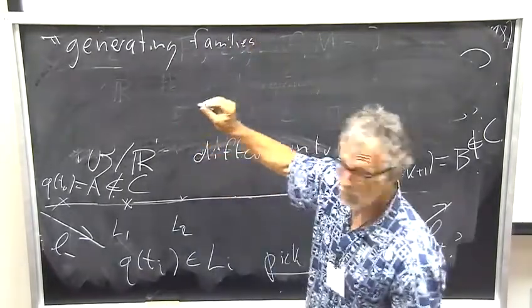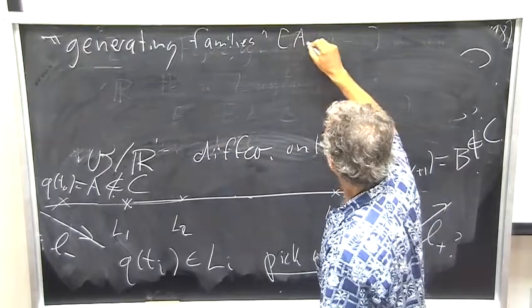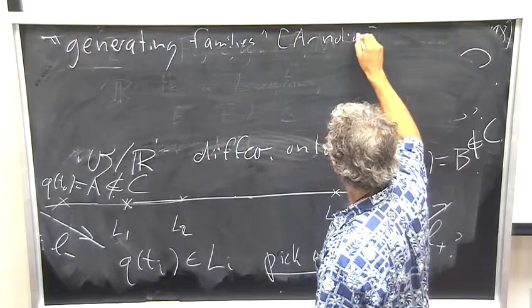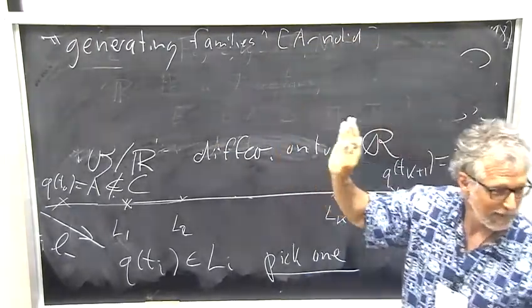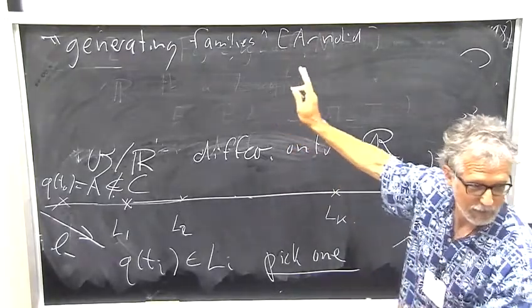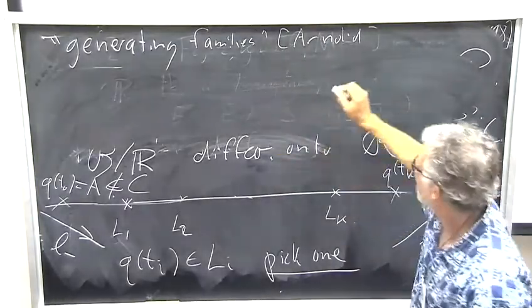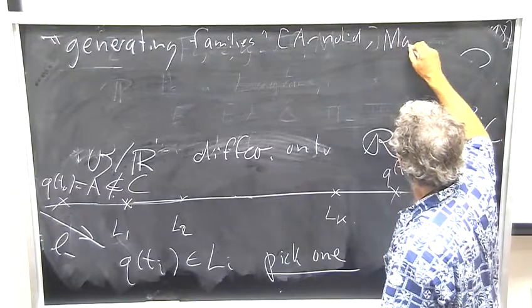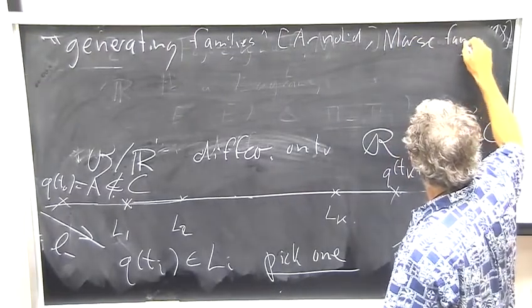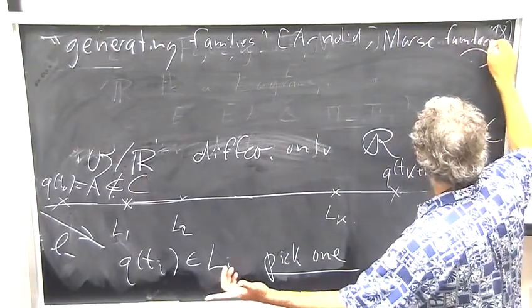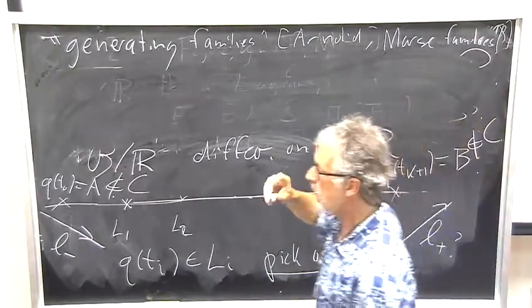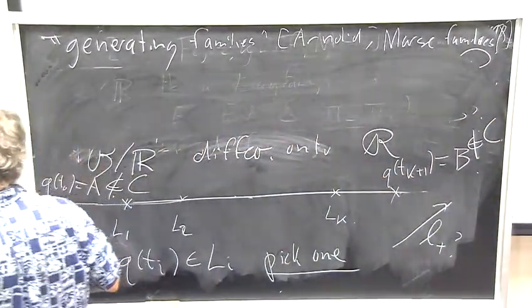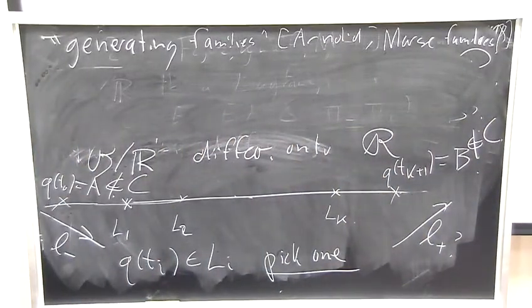Arnauld loves them. My French friends, of course, say it's due to other people, Hörmander, and anyways, I didn't trace the history down. Some people call it Morse families. So this is a generating family. So let me just tell you what it means. It means this thing is the generating family.